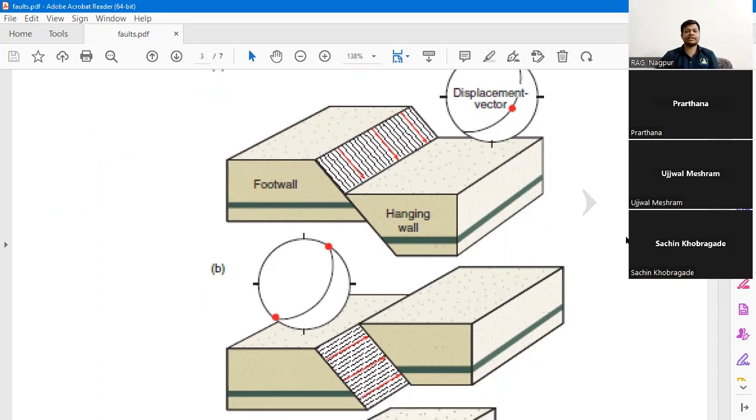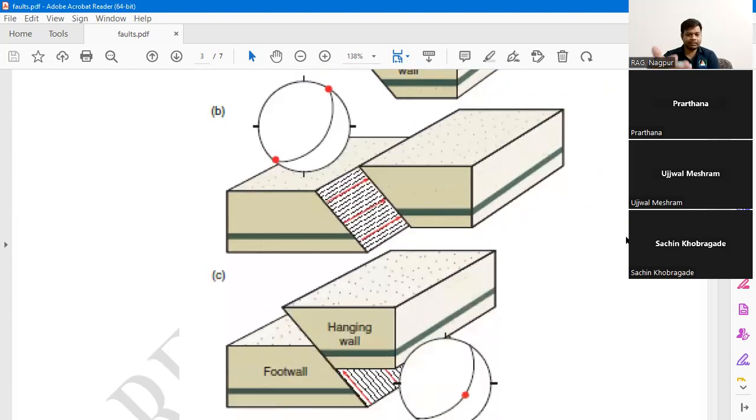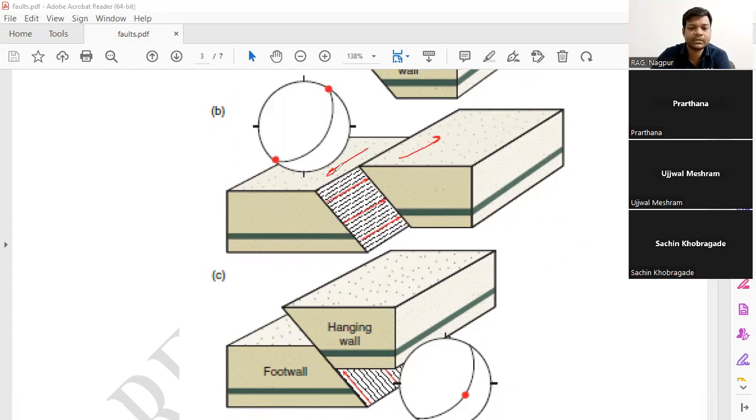So in the first diagram, it is a normal fault. Then in diagram B, it is a strike slip fault. You can see here these two blocks are moving relative to each other along the strike direction.